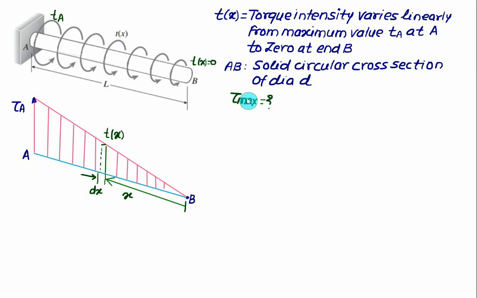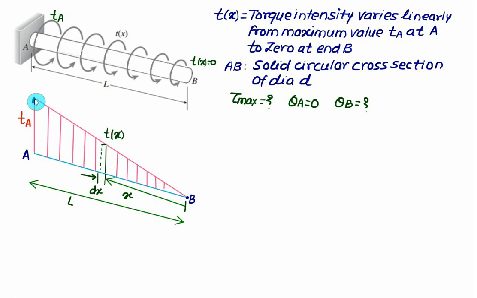Then at point A we have fixed end, so value of theta A will be equal to 0. At free end we have theta you have to calculate, that is the theta B you have to calculate. Again this problem has to be solved by method of integration. So we'll consider here one element of length equal to dx and we can compute the value of Tx. So we'll develop here the relation between Tx and Ta.